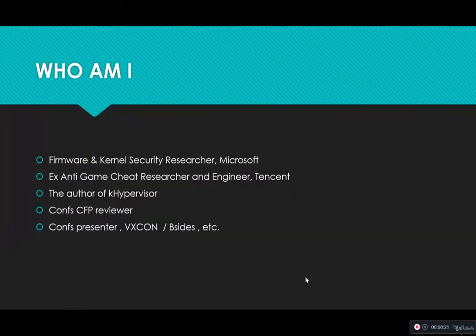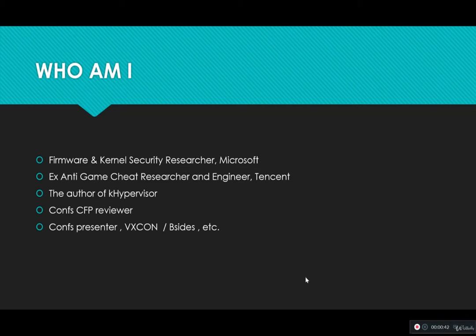I'm currently working at Microsoft as a firmware and kernel security researcher, predominantly improving firmware security, kernel security, as well as hardware security. I was also working at Tencent as an anti-game cheat researcher and engineer.